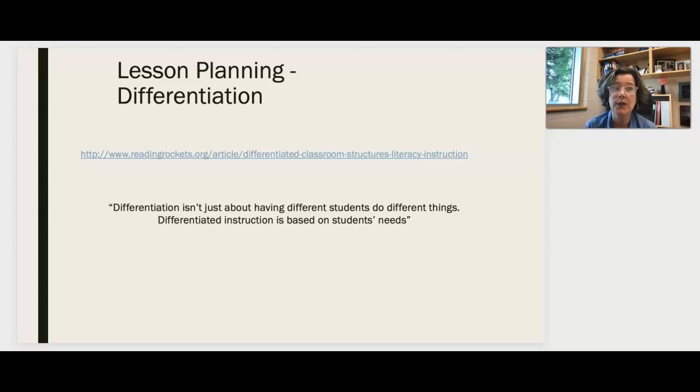So hopefully you had a chance to look at those readings. Reading Rockets, the whole website is one of my favorites. So I'm going to try to give you readings from that so that you start to go, oh, I can actually go to the Reading Rockets website for almost anything, and particularly differentiation. So the quote: differentiation isn't just about having different students do different things. Differentiated instruction is based on the students' needs. Okay, so what do they need from an educational point of view?